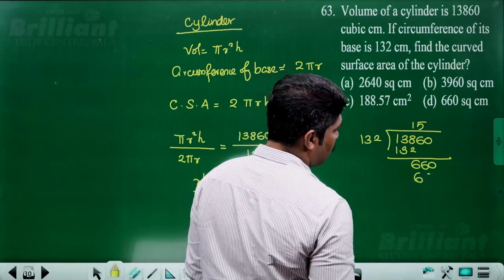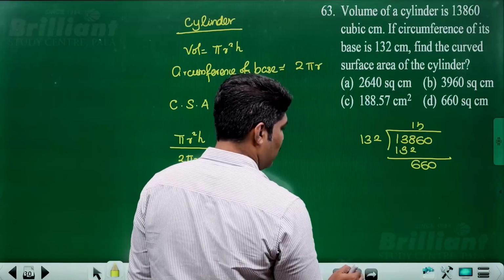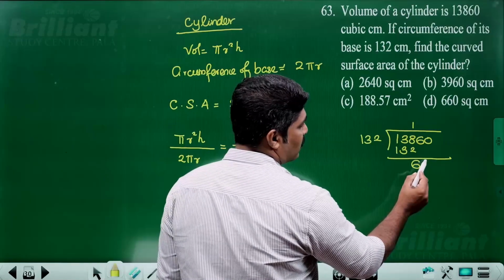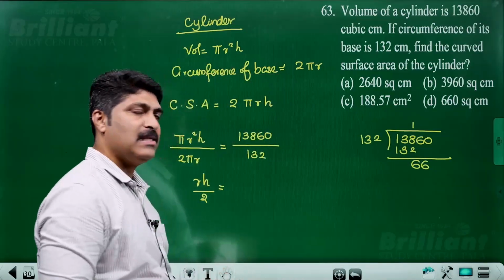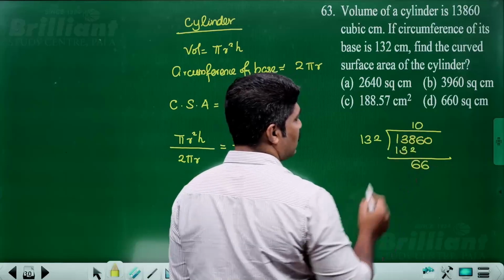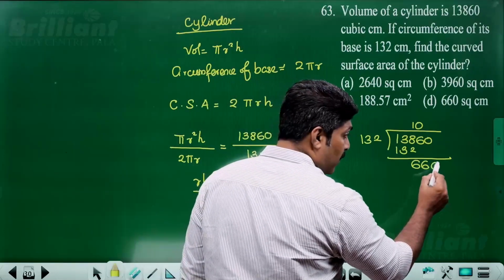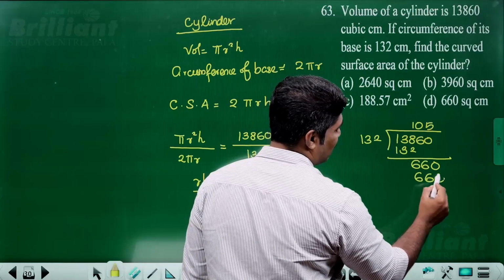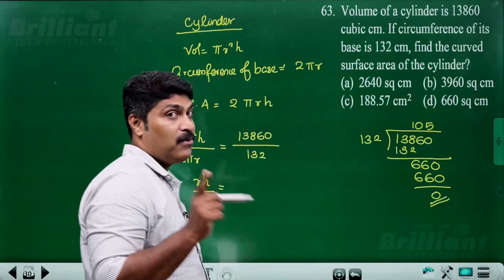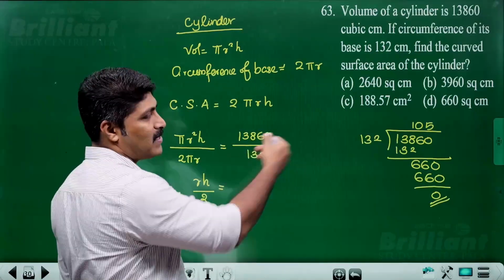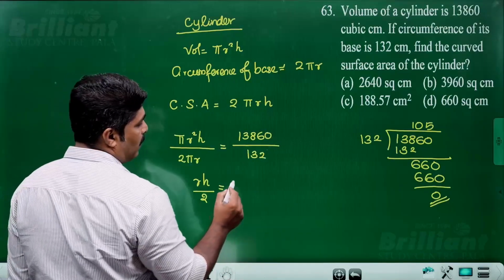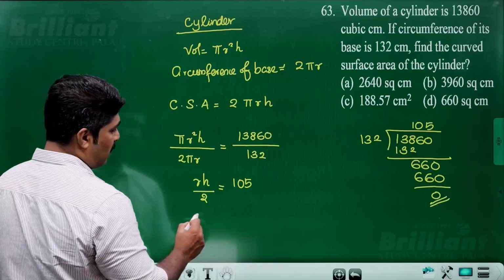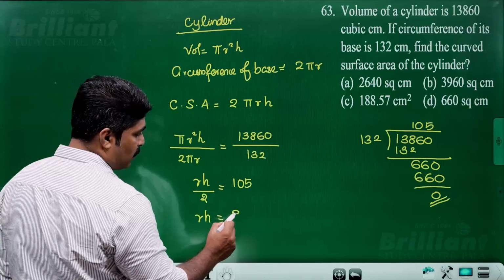Here is one more important step, one usual mistake we make here. Next step, 66 is there. The 66 won't fit here. Therefore, you just put 0, and only after that you have to write the 0. So don't forget that point. Here this is equal to 660. It's finished. Otherwise, we may mistakenly take that as 15, like I did previously. So this is 105. That means rh by 2 equals 105. Therefore, r into h is equal to 210.